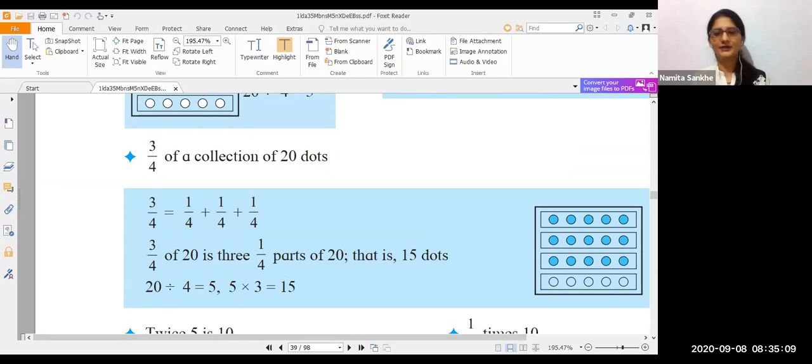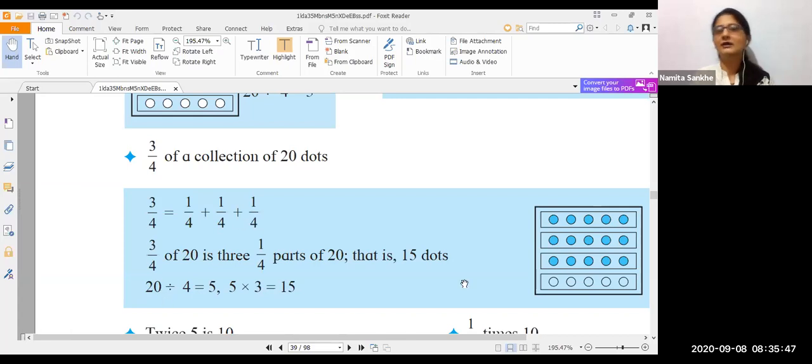Now here, see. 3/4 of a collection of 20 dots. Now, here, 3 parts. We have to show the 3 parts. There are total 4 parts. 20 dots are converted into 4 parts. So we have to give the number for 3 parts from that collection. So here you can see that 3 rows of the dots are colored. And only a single row is not colored, which is the 4th part. So 3/4 is nothing but 1/4 plus 1/4 plus 1/4.